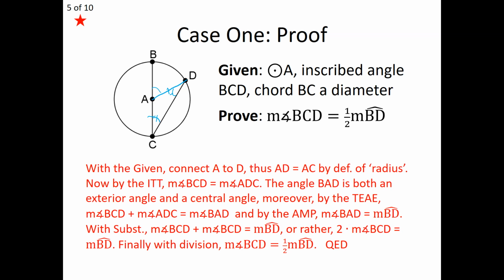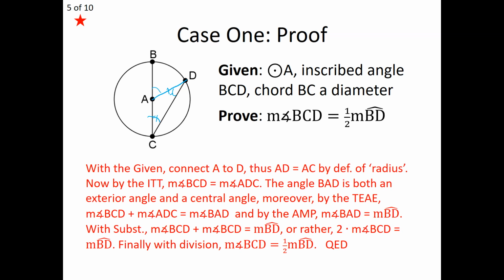So let's take a look at what the equation unfolds as we use the triangle exterior angle equality. This is something way back in chapter 4. Because this is exterior, the sum of the measures of the two remote angles is equal to the measure of the exterior. So the measure of angle BCD plus the measure of angle ADC is equal to the entire central angle measure, BAD.